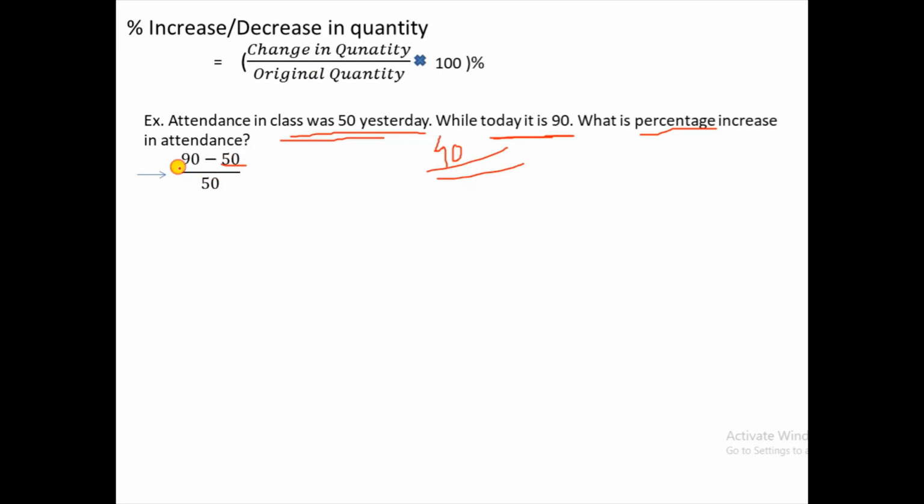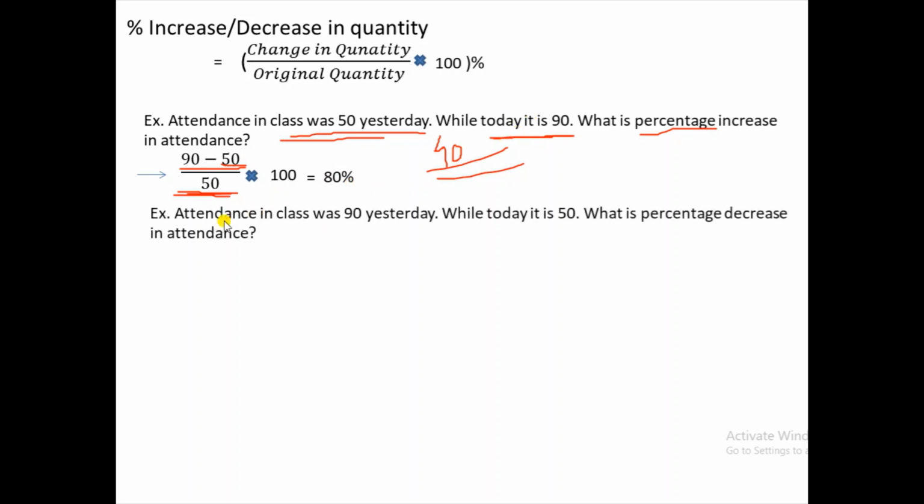So let's see the change in quantity. First of all, what is the change in quantity? Original attendance was 50, now it has become 90, so the change in quantity is 90 minus 50. Because we are comparing with respect to yesterday's attendance, the original or base quantity is 50. It is very important to know with whom we are comparing. So 90 minus 50 by 50 into 100 is ultimately 40 by 50, so it is 80%. So the percentage increase is 80%.